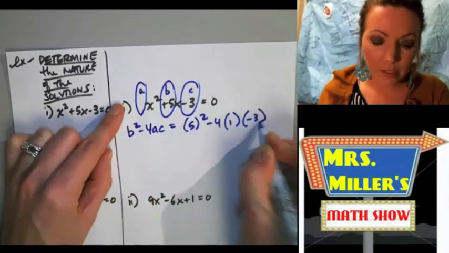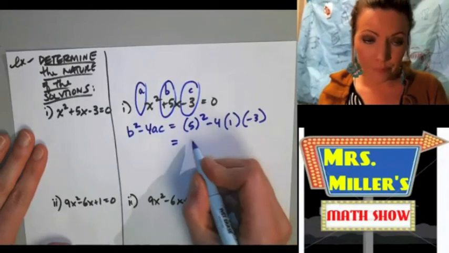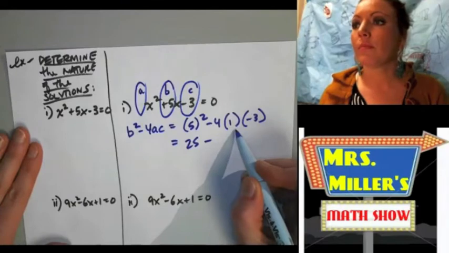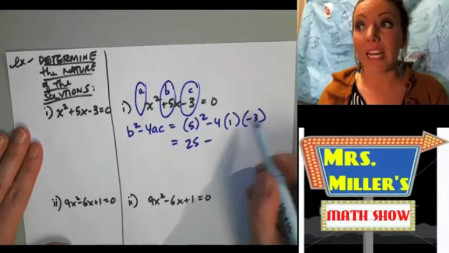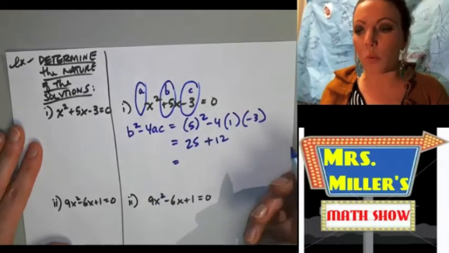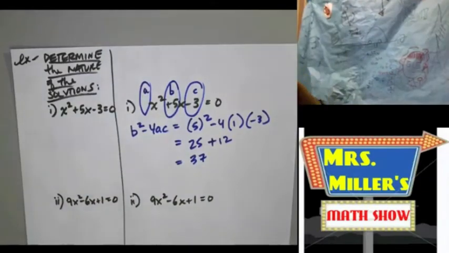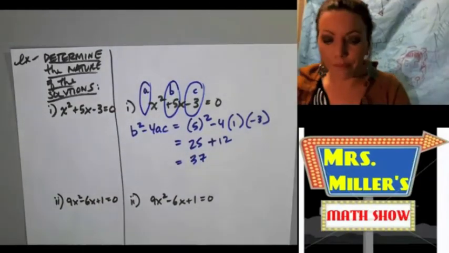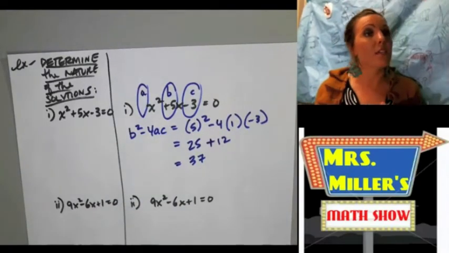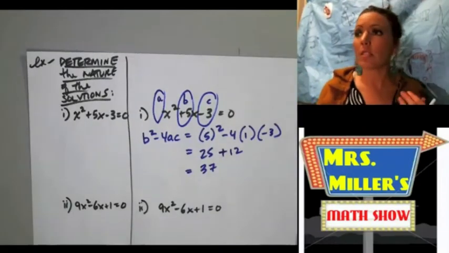So when we actually go through and evaluate this, 5 squared is what? 25. And negative 4 times 1 is negative 4, and negative 4 times negative 3 is? Positive 12. So 25 plus 12 is what? 37. So now we have 3 options from before. Our answer could either be equal to 0, greater than 0, which means it's positive, or less than 0, which means it's negative. So where does 37 fall there?